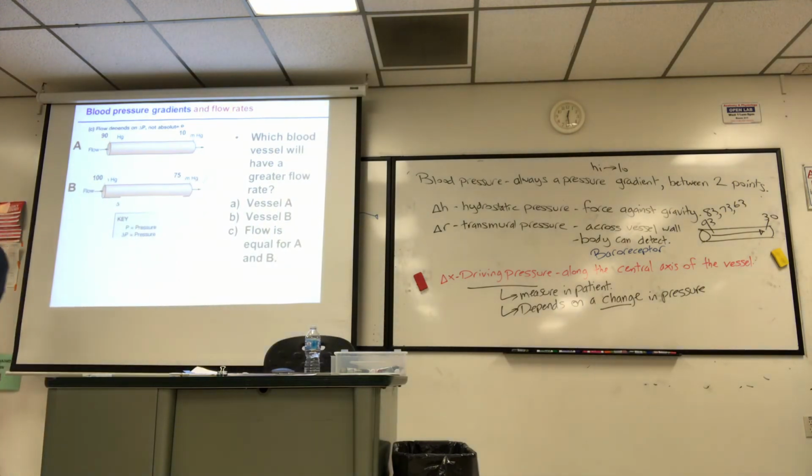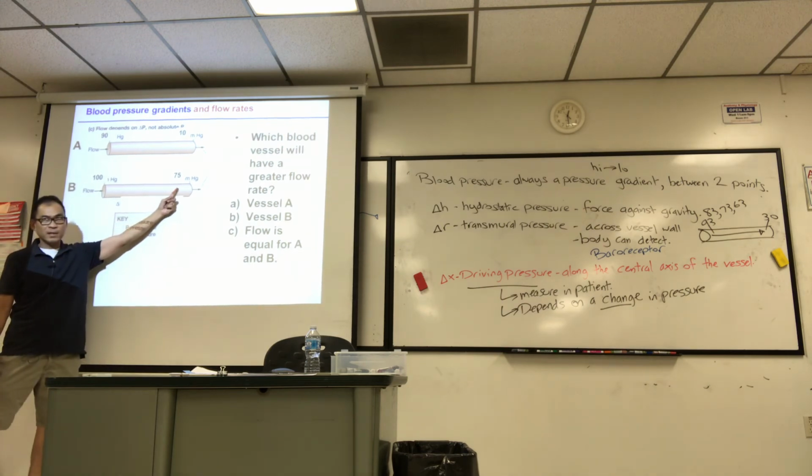The answer is the one with the steeper gradient. The difference between the points in A is like 80. What's the difference here? 25. A will have a higher flow rate. That's what physics tells us about fluid flow. Students might think, but that's a higher number. But what's the number? It's harder to flow when the pressure here is higher.